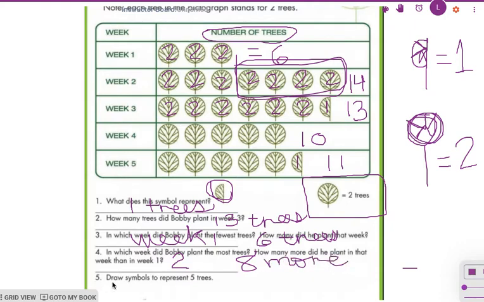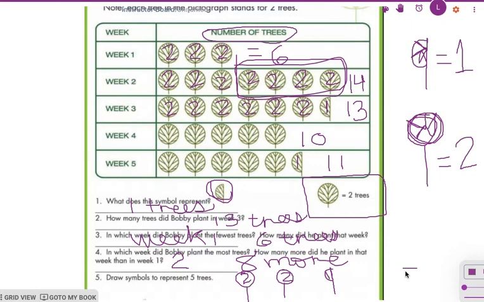And finally, draw symbols to represent 5 trees. Oh, that's easy. So here's 1, 2 trees. Here is 4 trees. And here is 5 trees because this one means 2, this one means 2, and this one means 1. 2, 3, 4, 5. And that's it, okay?